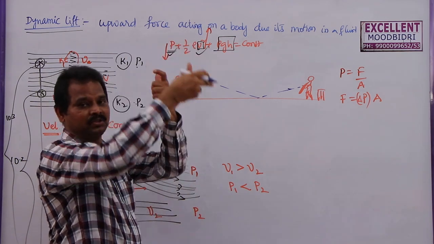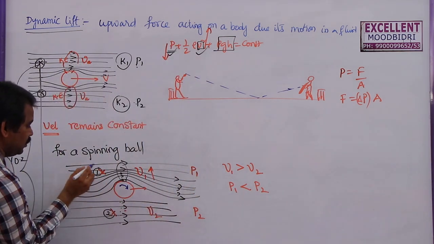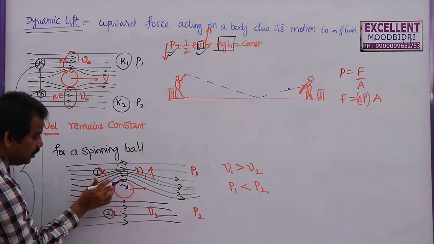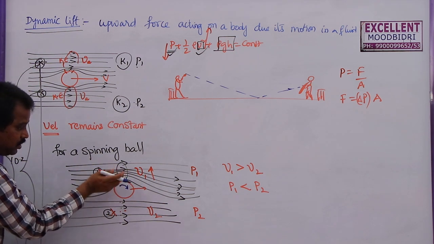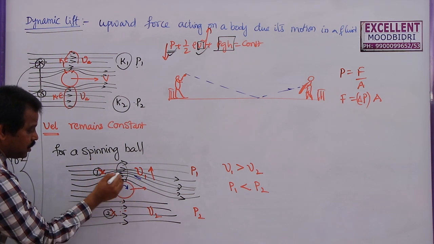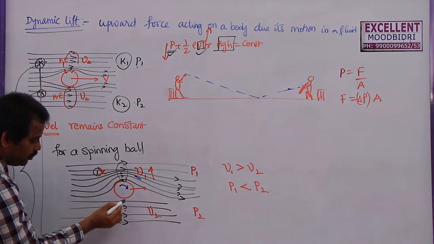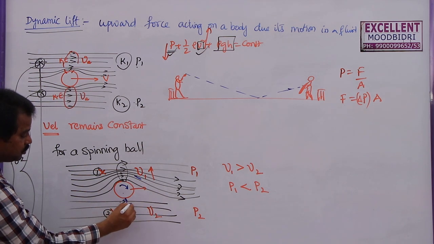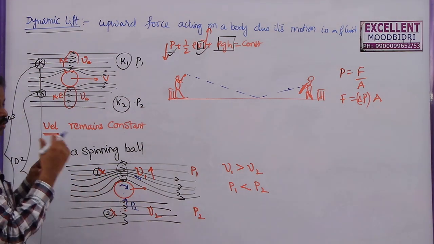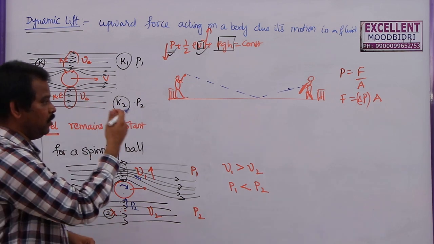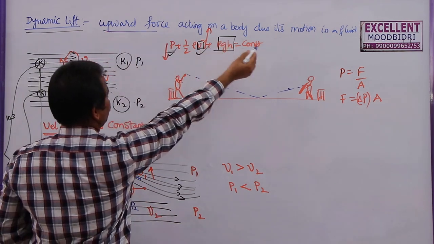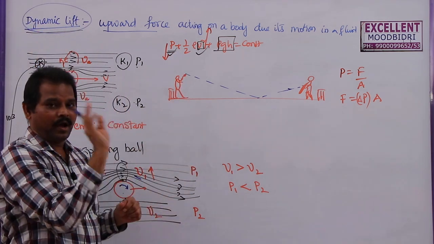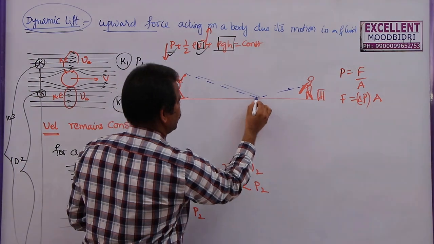But when the bowler spins this ball, what happens? Above the upper surface of the ball, the streamlines will be nearer to each other. Due to this, the velocity of the air above the ball will be more, but the velocity below the ball will be less. Due to this, a pressure will be created at the bottom. This pressure is greater than the pressure acting on the top. So due to this, it will get some upward force. That upward force which is acting on a body due to the motion of the fluid is called dynamic lift. So for a fast bowler, generally the ball moves in this direction and then it moves in this.